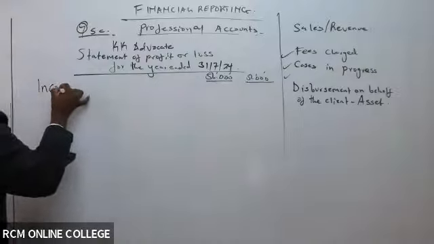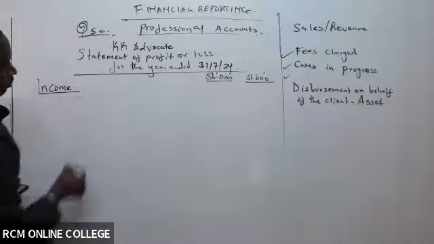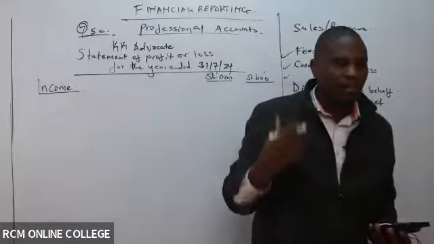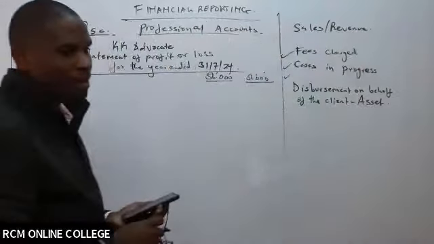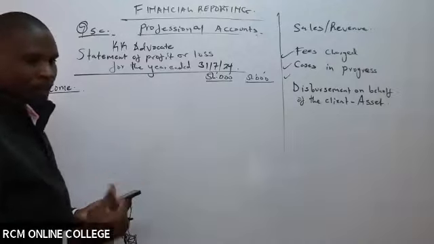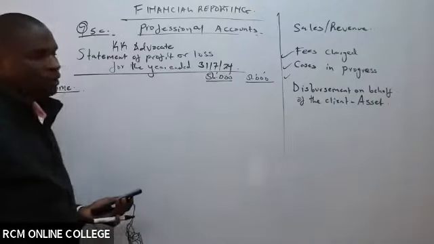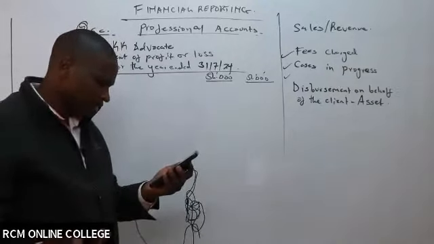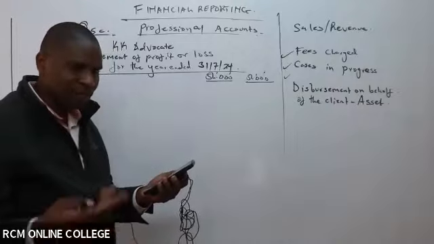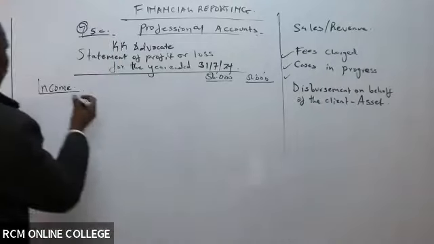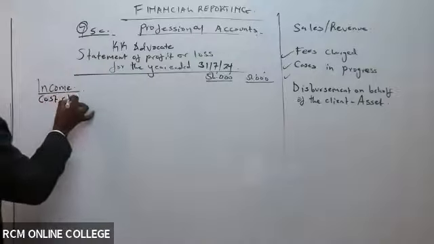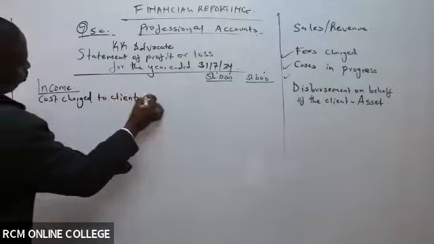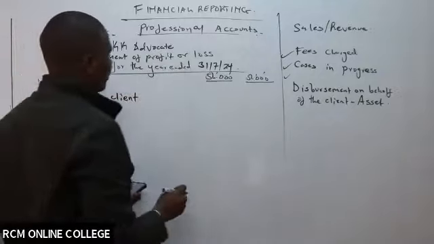So class, we start with the income. Let's identify the income from that question. Kindly help me identify the income. Do we have fees, fines? We have cost charged to client. That is an income to this advocate, the KK Advocate.